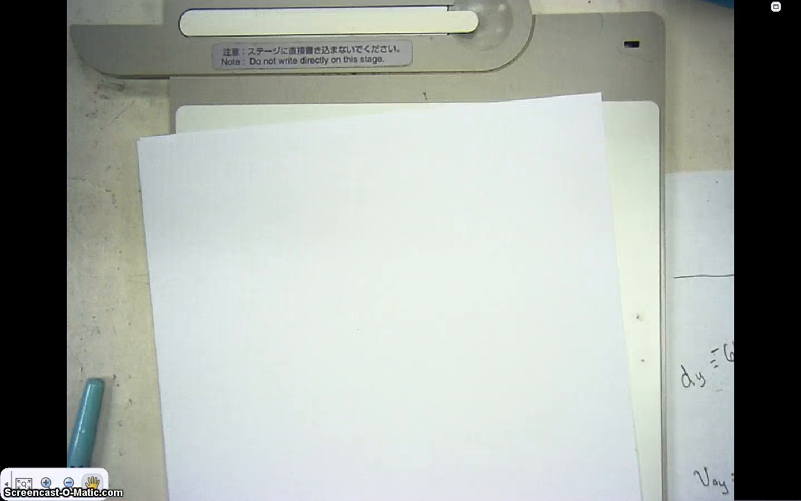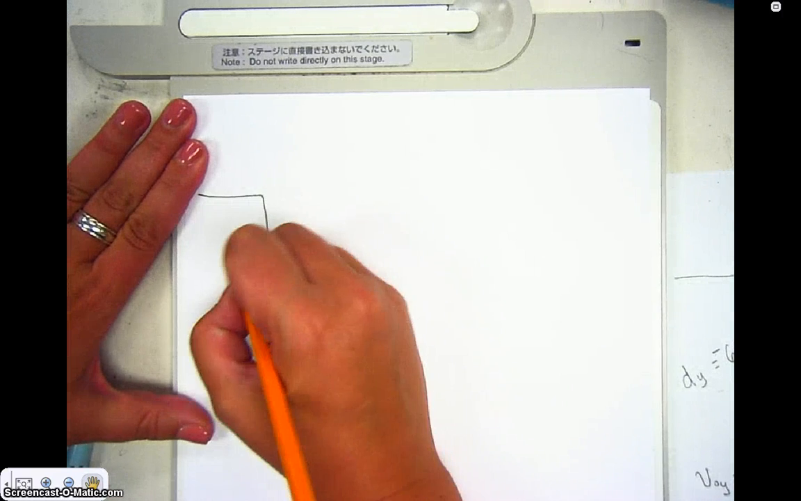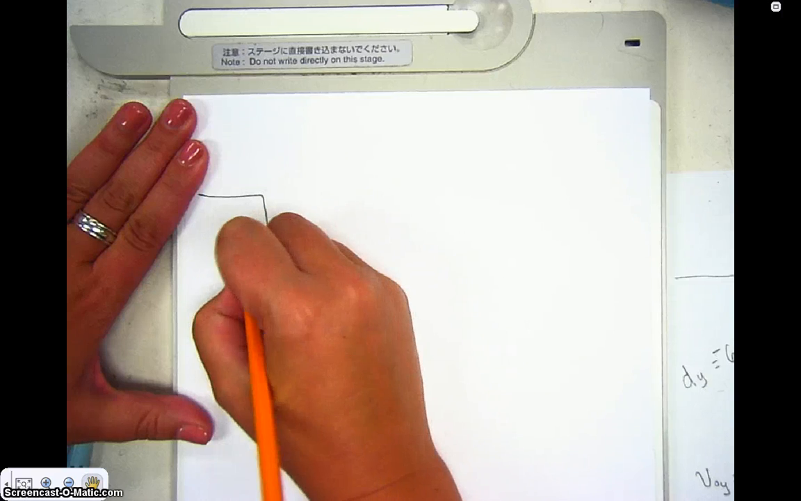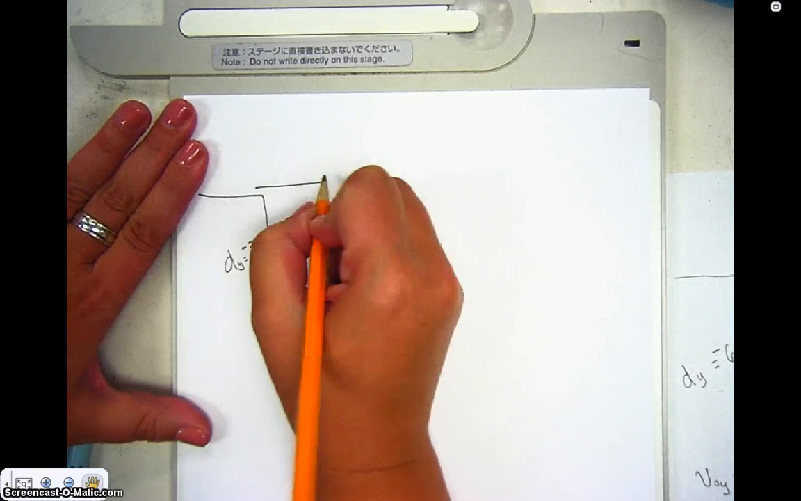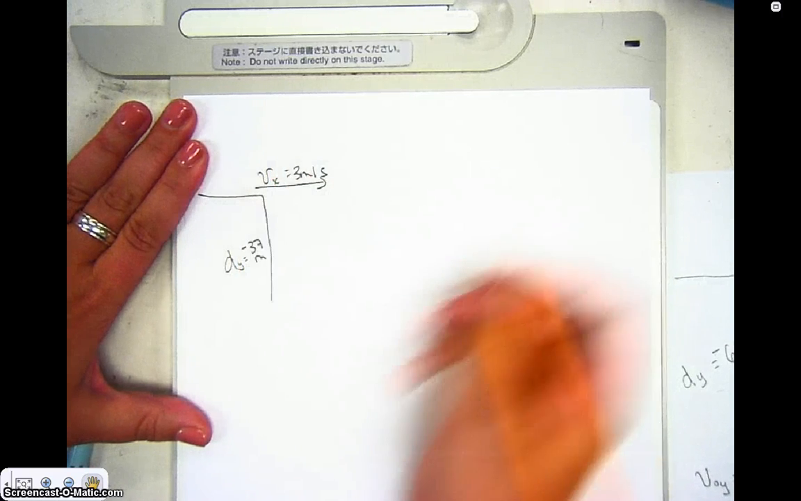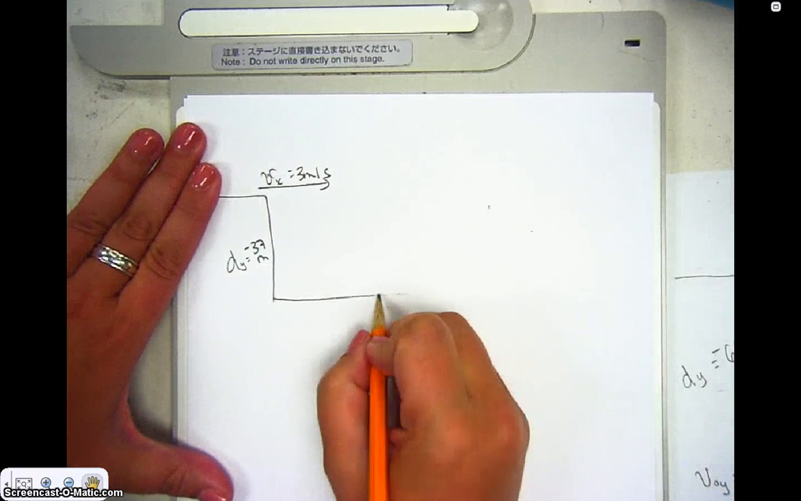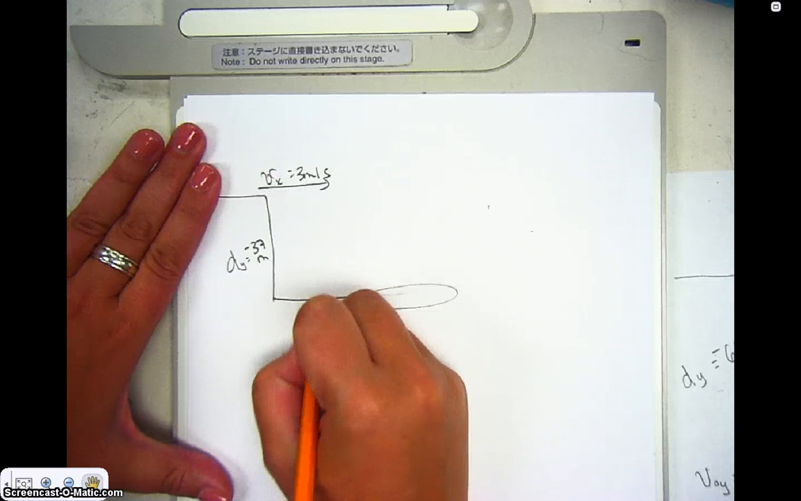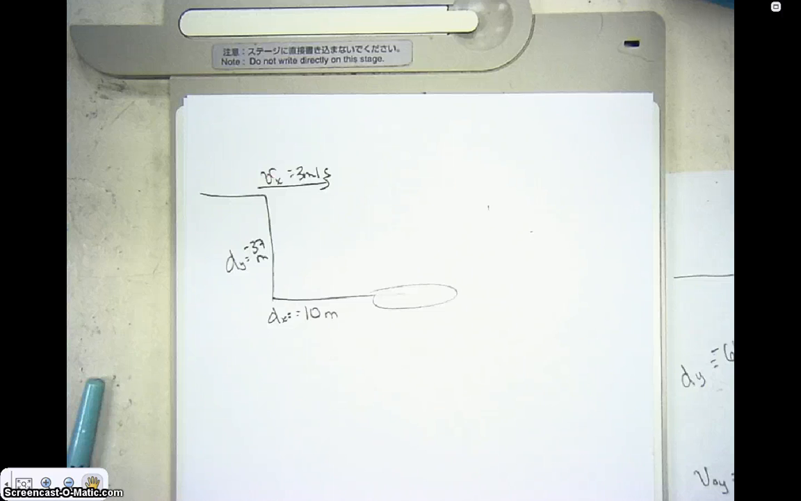Again, I'm going to start by drawing. Here is my building. dy is equal to negative 37 meters, because that's how far he's going to fall. Vx is 3 meters per second. This time I know it. The target isn't really drawn to scale, but my pool is right here, 10 meters away, and that is my dx. Again, I'm going to begin by solving for time, because time is what links them.